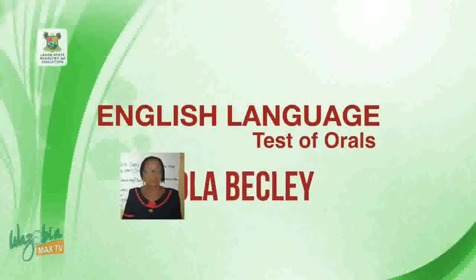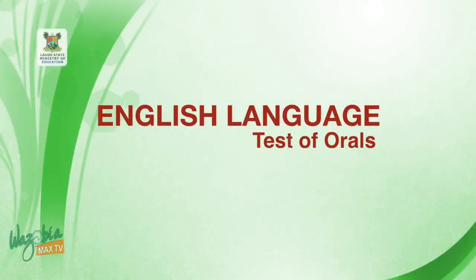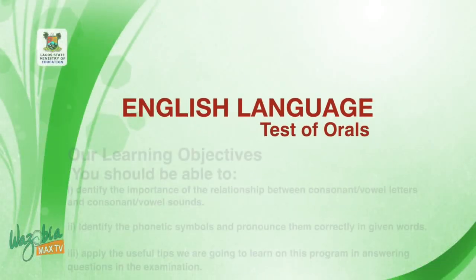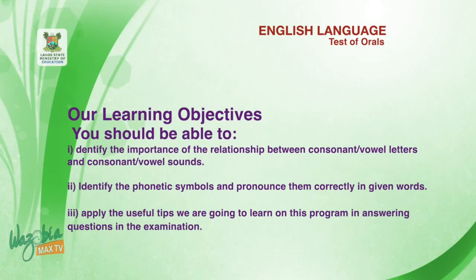Today, we shall be learning together some useful examination tips on test of orals, paper 3 of the West African Senior School Certificate Examination that is already knocking at the door. Our learning objectives. You should be able to: 1. Identify the importance of the relationship between consonant and vowel letters and consonant and vowel sounds. 2. Identify the phonetic symbols and pronounce them correctly in given words. 3. Apply the useful tips we are going to learn on this program in answering questions in the examination.